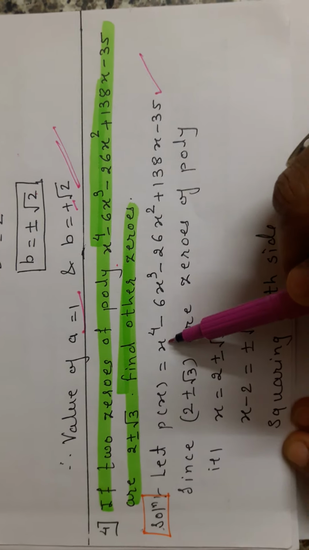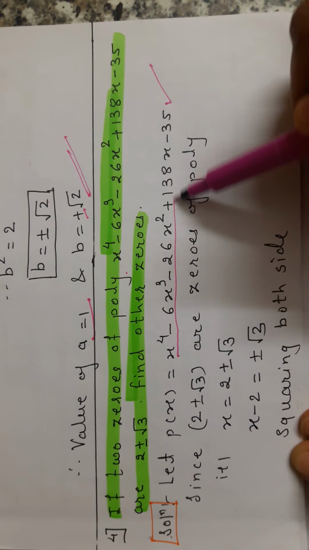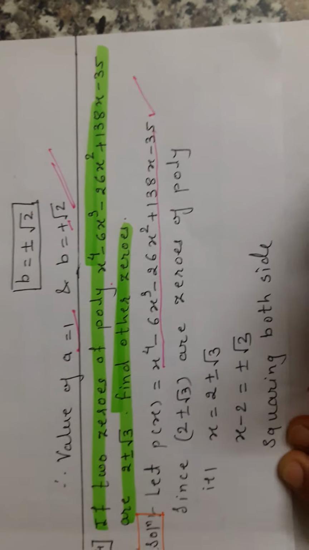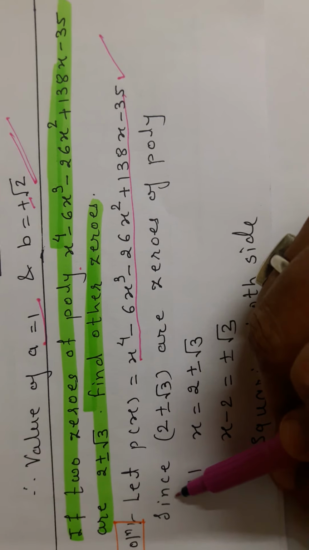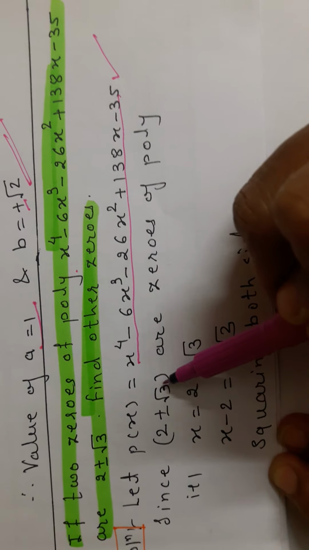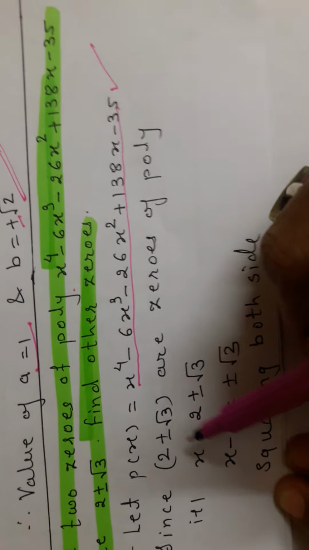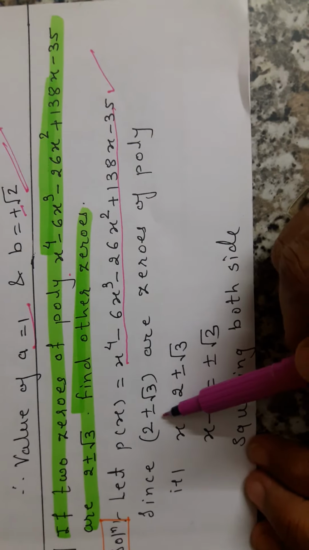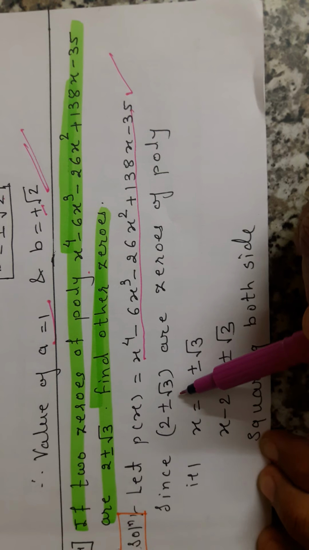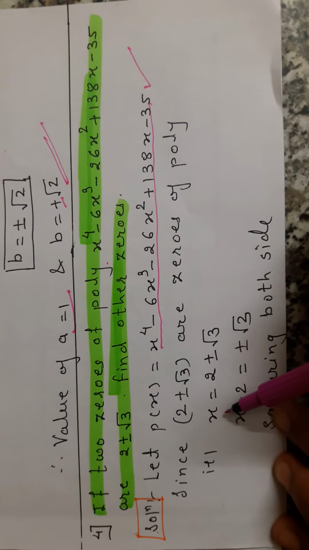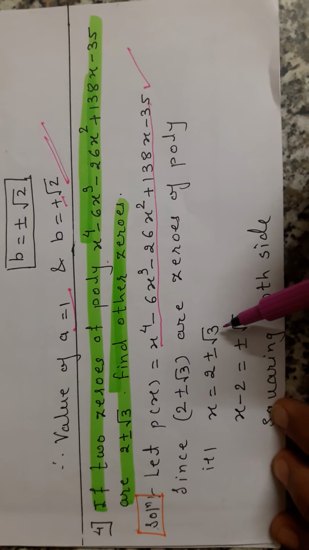Here p of x is equal to the given polynomial. It is a biquadratic polynomial, that's why it has 4 zeros. 2 zeros they have given, 2 plus minus root 3, means one zero is 2 plus root 3 and another zero is 2 minus root 3. Here we get irrational zeros. Since 2 plus minus root 3 are zeros of the polynomial, therefore we can say x is equal to 2 plus minus root 3.